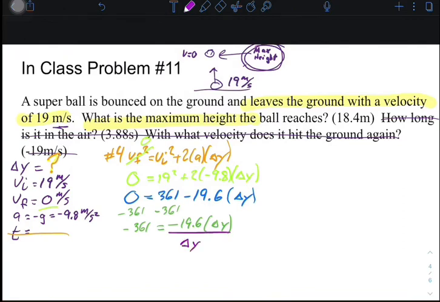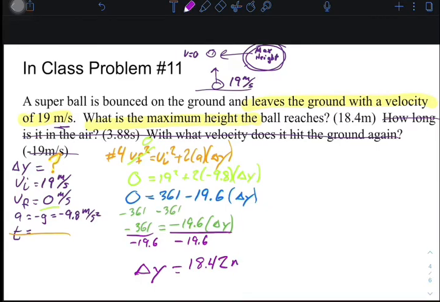To get delta Y by itself, we have to divide by negative 19.6 on both sides, and our delta Y, our final answer, is going to be negative divided by negative, which is positive 18.418. If we round, we can just say that's going to be 18.4 meters. Okay, so that's how we get our max height.